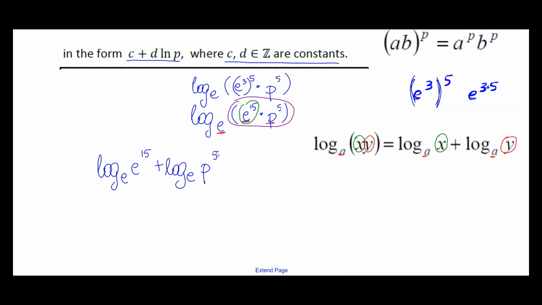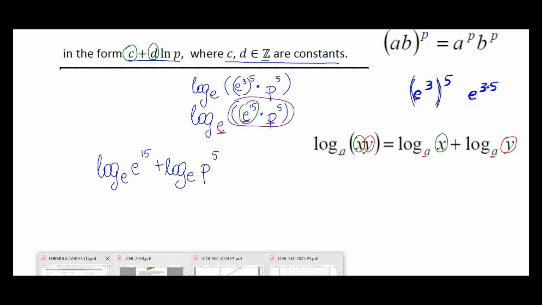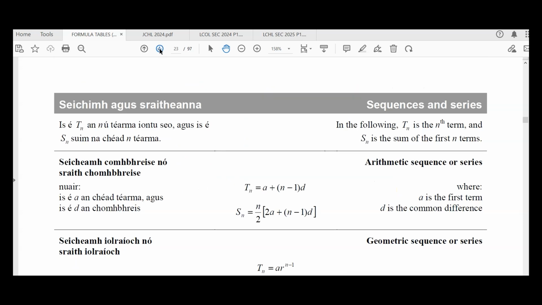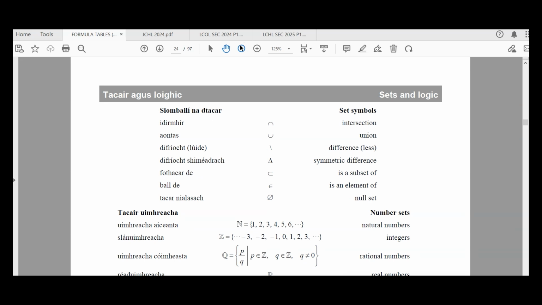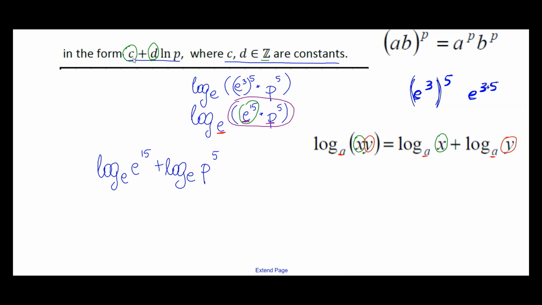Now, what happened here? Let's pause for a moment and understand. Here we have that C and D, so this value here and this value in front of ln belong to Z. What does that mean? Again, if we don't remember, in our table, page 23, where is it? There it is. Page 23 in our table, here we have sets. And Z are what? Whole numbers, no fraction, positive, negative. So that means that is a whole number, not log E of E to the power of 15.